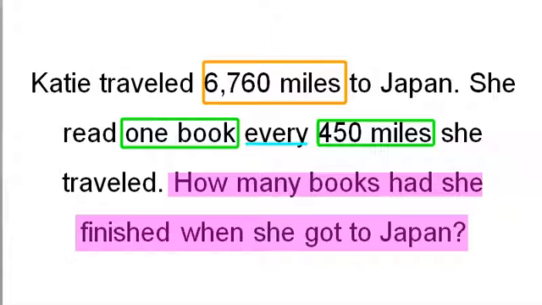And using this word every, am I trying to put these two numbers together to create an even larger number, or am I trying to create a smaller number? Because we're trying to figure out how many books she read. So I want you to think about what would be realistic. Do you want your answer to get bigger, or do you want it to get smaller?